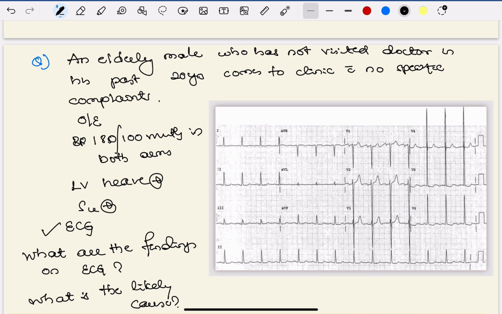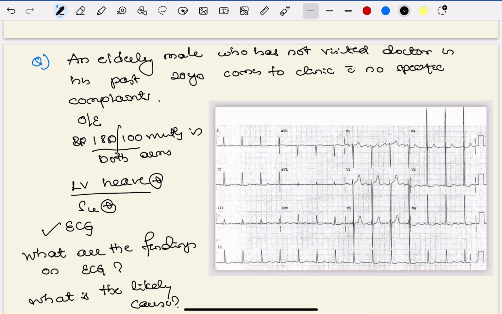Let us look at the history. He is an elderly man, and he has not visited any doctor in 20 years. Look at the BP here. It's 180 by 100. Obviously it is a case of hypertension, and since he has not visited any doctor in 20 years, it may be chronic, long lasting. He may have underlying hypertension, but he has not been diagnosed because he has not visited any doctor. Again, the presence of a LV heave suggests there is LV hypertrophy, and S4 means there is an atrial click.